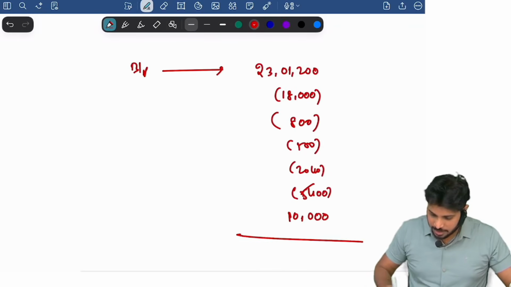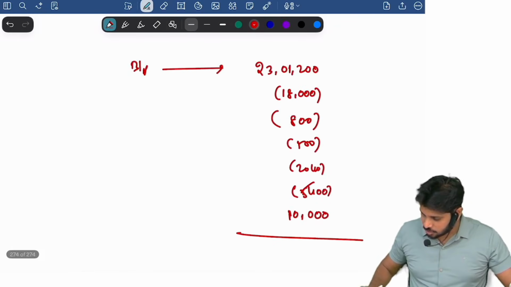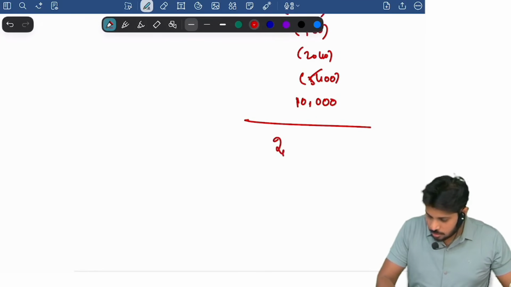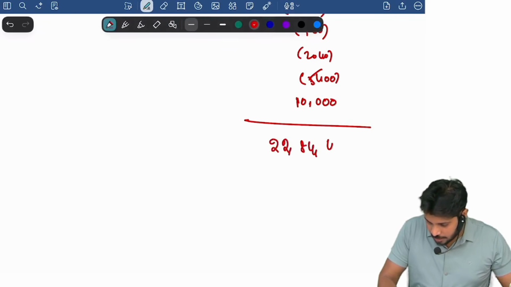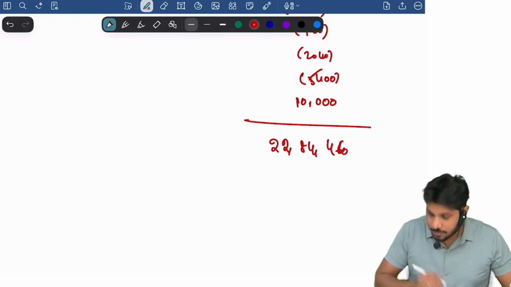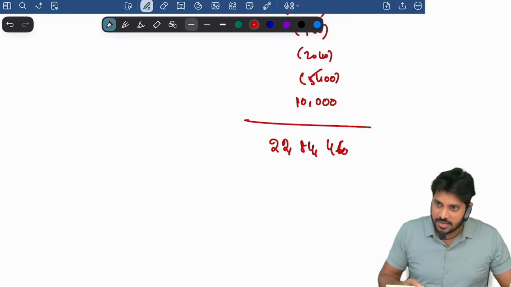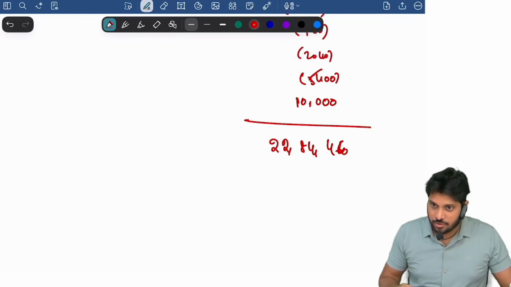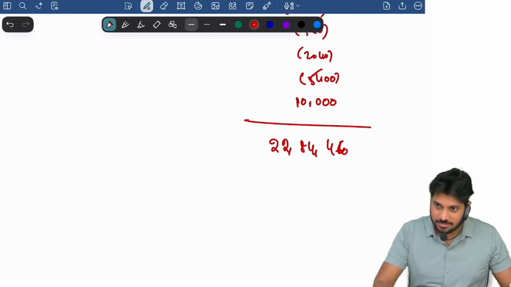Now what is the PGBP income? 23,12,200 minus 18,000 minus 800 minus 500 minus 2,040. Am I right? Minus 5,400 plus 10,000. 22,84,460. Correct? Did they give the correct answer? PGBP income 22,84,460. Correct? That's it.